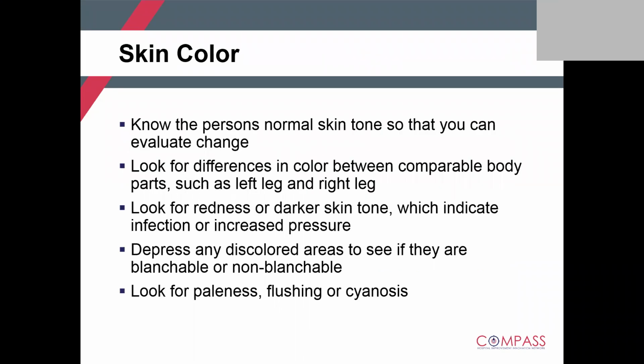You need to look at the skin color. Know what the person's normal skin tone is so that you can evaluate any change. Don't be afraid to ask the patient or the family if this color looks normal compared to their baseline. Look for differences in color between comparable body parts again. So the left leg compared to the right leg, the right arm compared to the left arm. Look for redness, darker skin tone. Depress any discolored areas to see if they're blanchable or non-blanchable. The non-blanchable skin can be a sign of a stage 1 pressure ulcer as well. Look for paleness, flushing, cyanosis. And remember that changes in coloration may be particularly difficult to see in darkly pigmented skin.